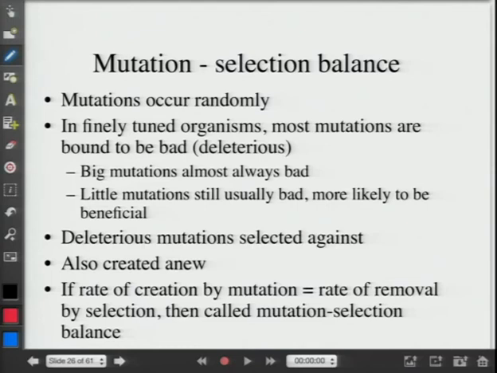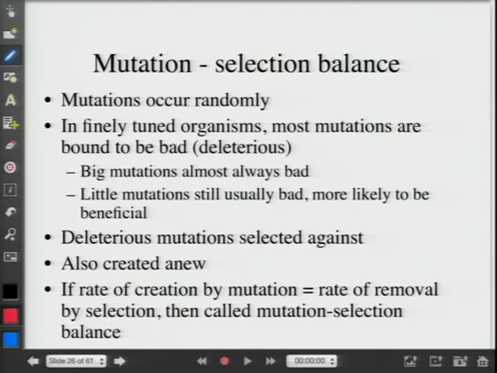Yes? So big mutations and little mutations are both usually bad, but little mutations are typically more beneficial than big ones? No, they're more likely to be beneficial. So a small mutation might have a 15% chance of being beneficial and an 85% chance of being deleterious, but a large mutation would have a 99% chance of being deleterious. I'm just making numbers up, obviously.